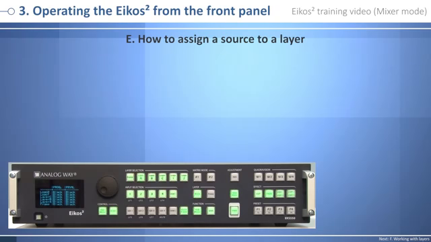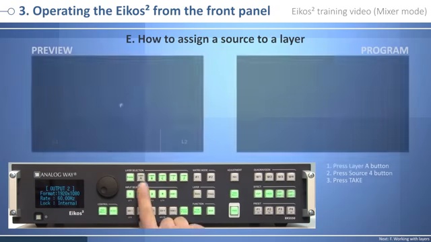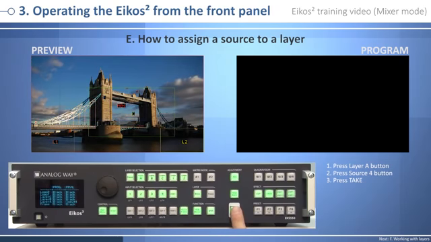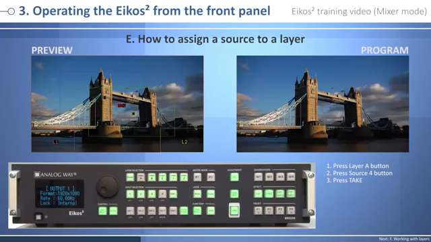How to assign a source to a layer. Using the front panel, you will always work with the preview bus. It is not possible to modify the program. To assign a source to a layer, press on layer A and press on source number 4. Press Take to view the result on the program screen.